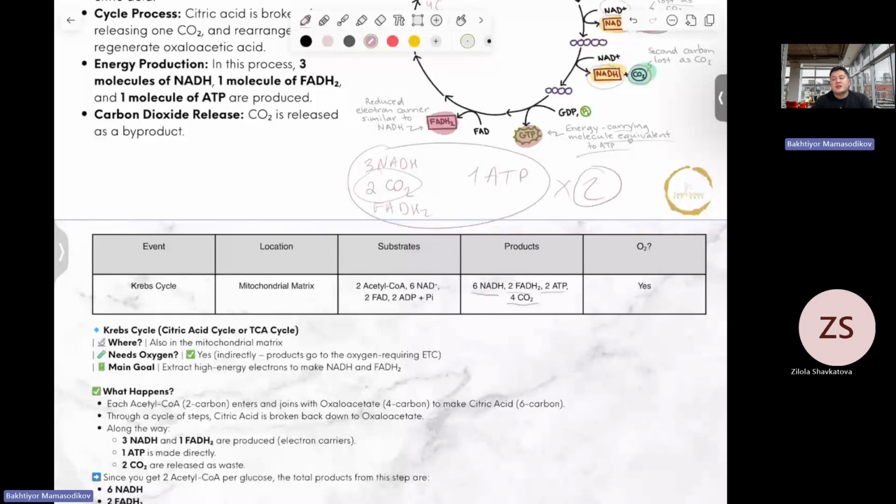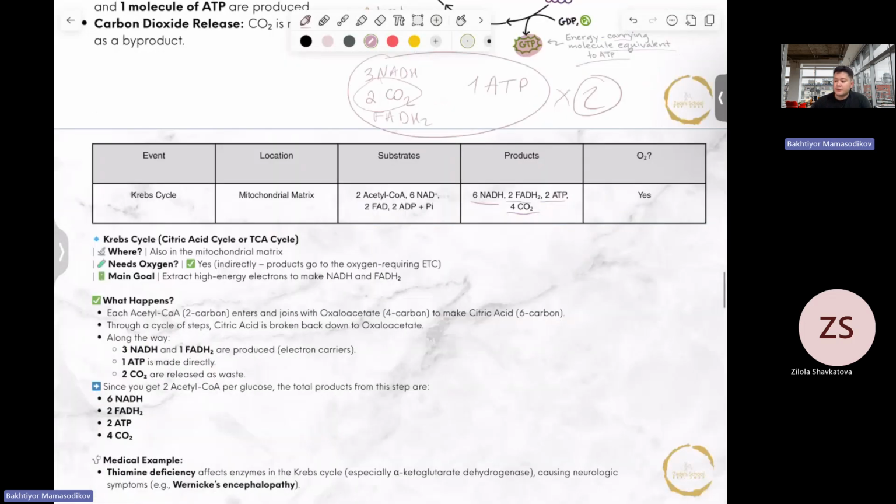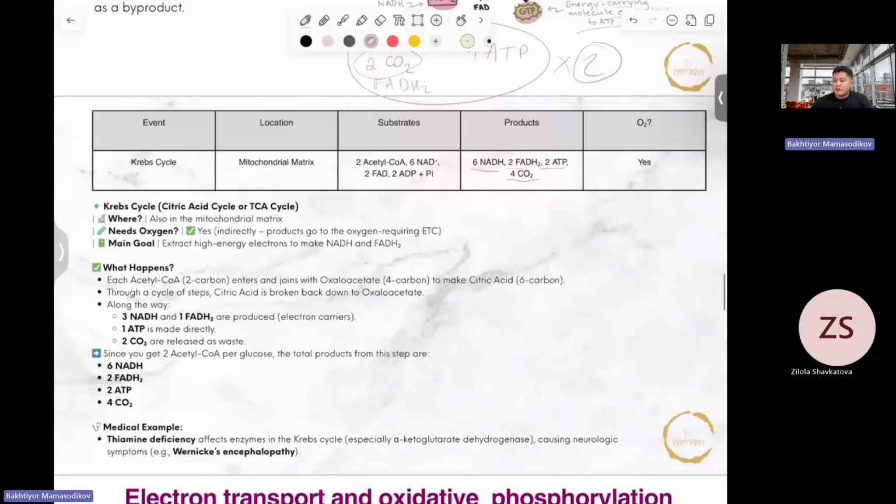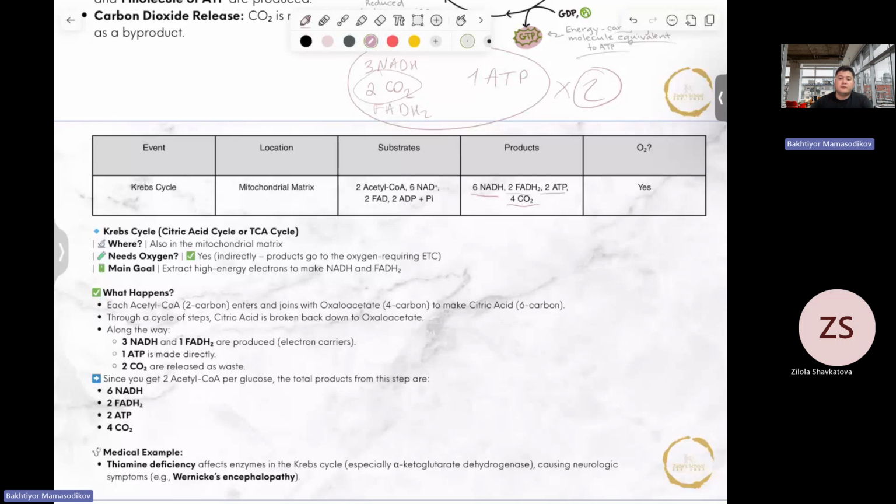That's why the B vitamins are really essential for memory and for ATP production. Heart muscles run almost entirely on the Krebs cycle plus the electron transport chain, which explains why cardiac ischemia leads to immediate energy failure. Okay, any questions so far on this topic?